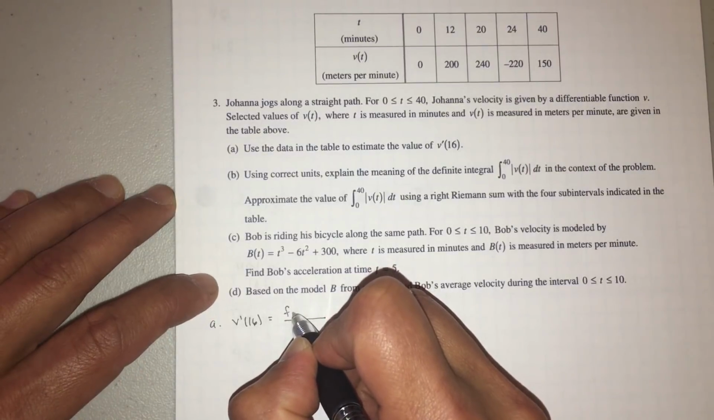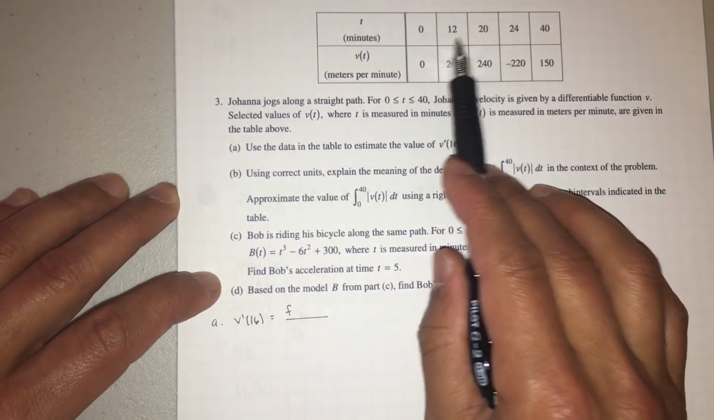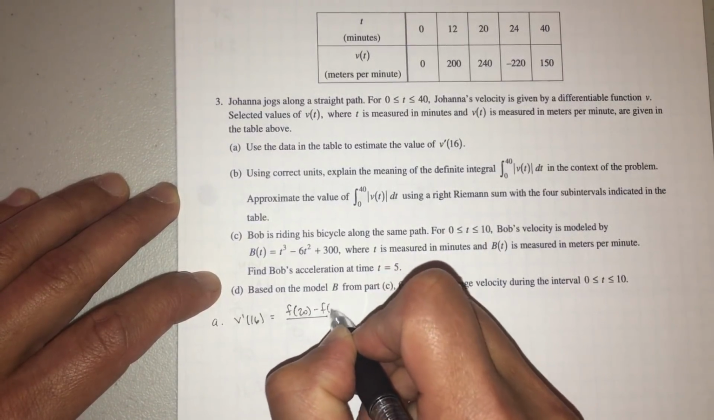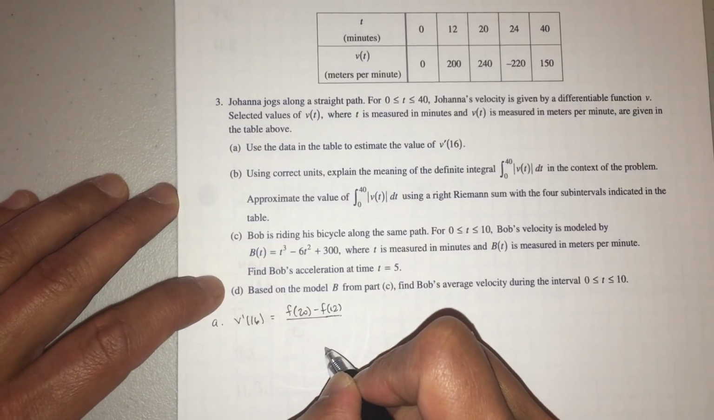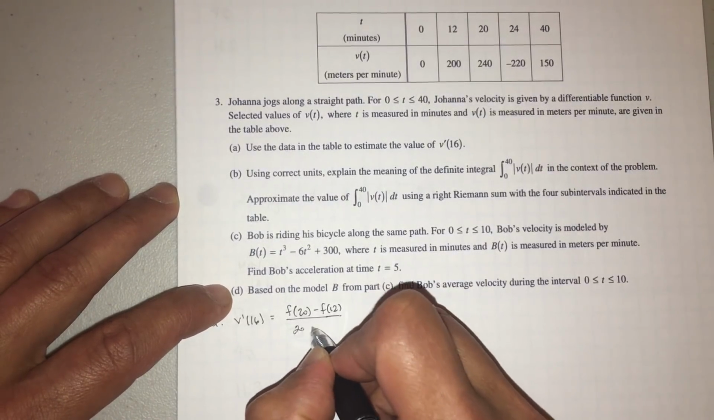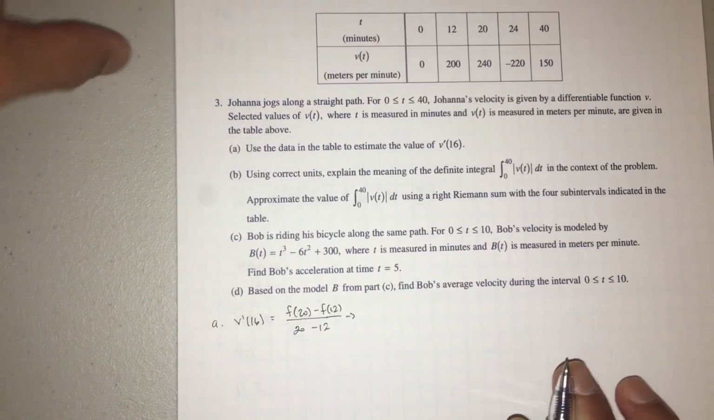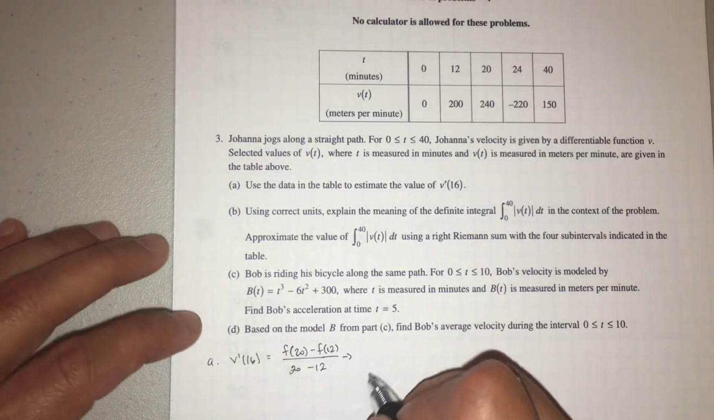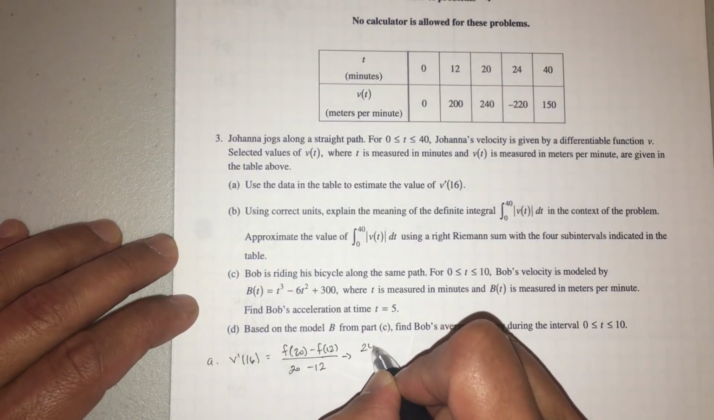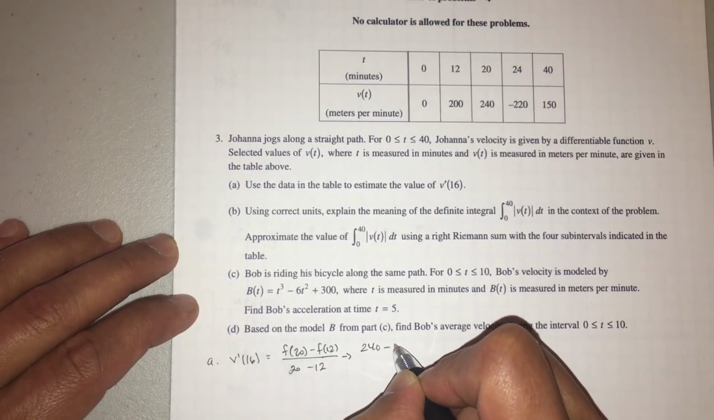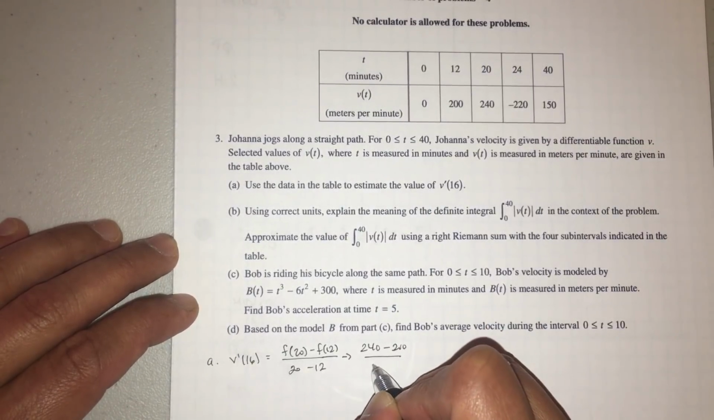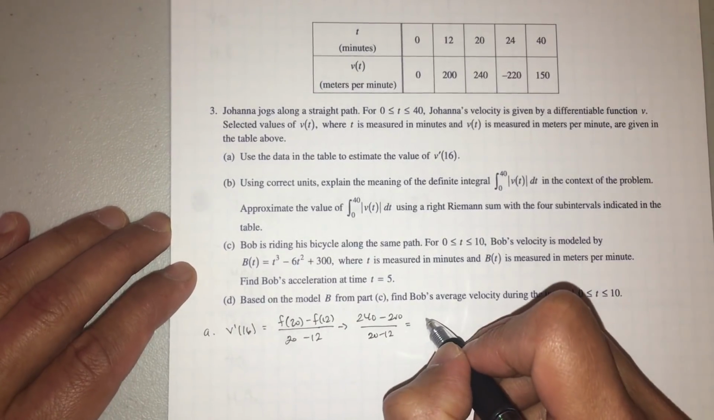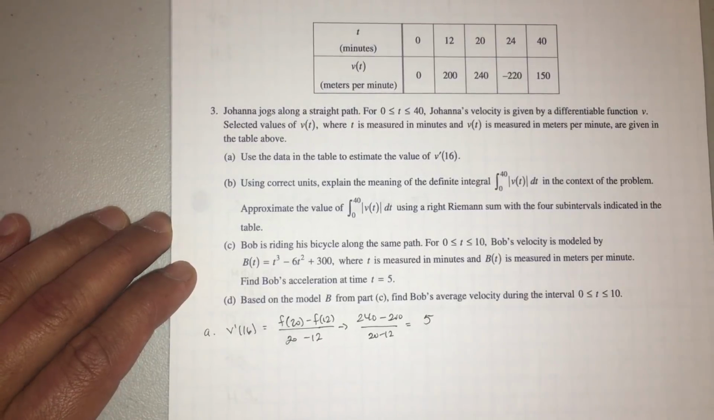So 16 is between 12 and 20, so it'll be f of 20 minus f of 12, over 20 minus 12. So these are the y values. What's the y value at 20? 240. So it's 240 minus 200, all over 20 minus 12. And if you do that correctly, on the top you should get 5.